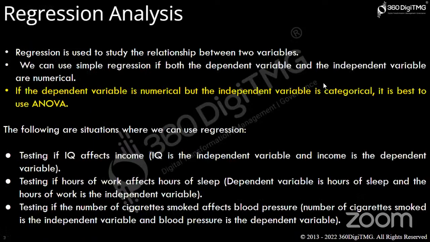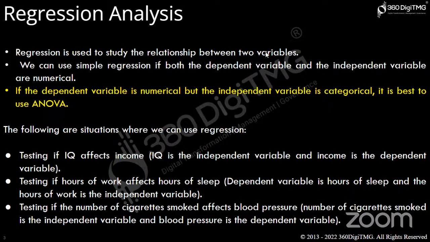When it comes to regression, we have to understand what regression is. Regression is used to study the relationship between two different variables. If I have two different variables, there will be some relation, and we have to study it. We can use simple regression if both the dependent variable and independent variable are numerical. If the dependent variable is numerical but the independent variable is categorical, we have some more methods. It is completely based on what type of data I am going to get.